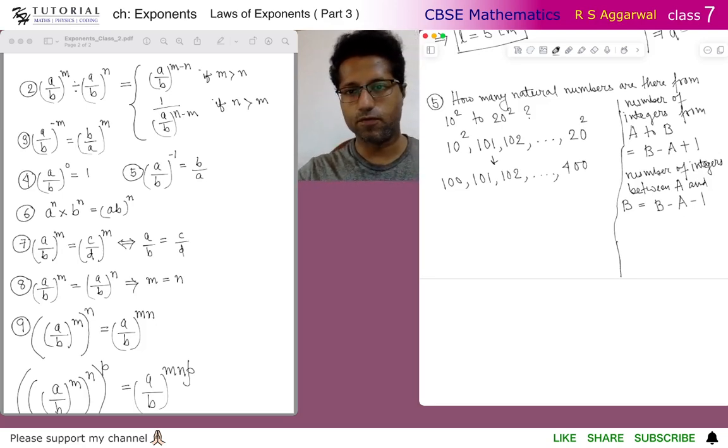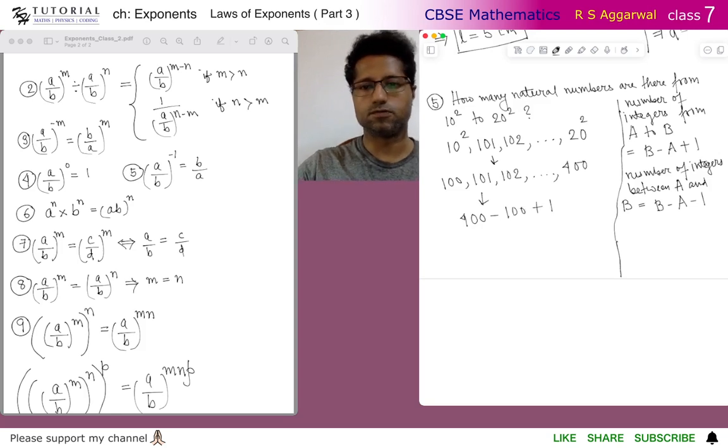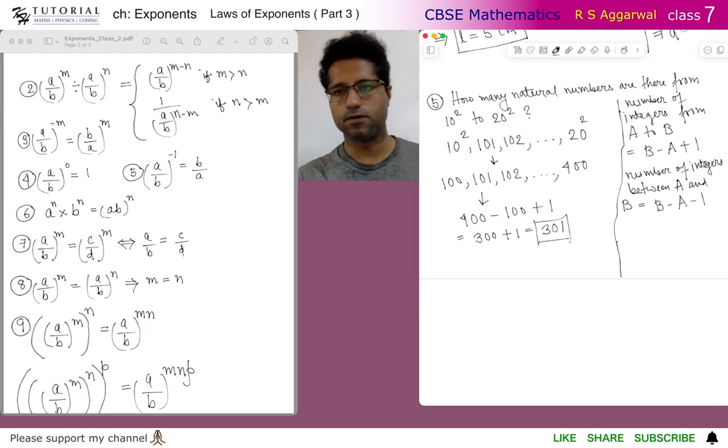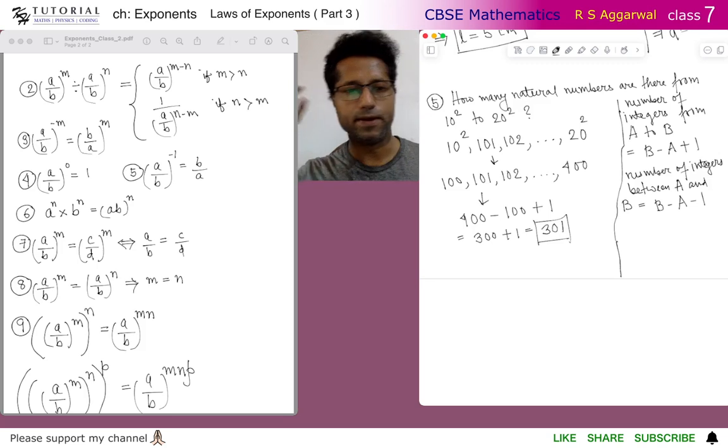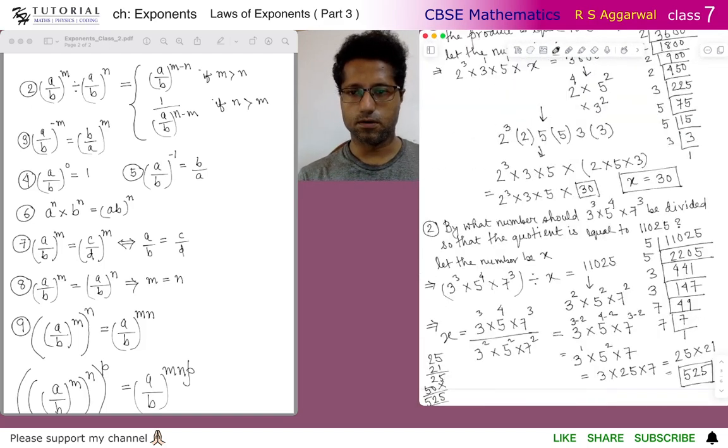So in this case, we have to find the number of integers from 100 to 400. So the answer is 400 minus 100 plus 1. This is 300 plus 1, this is 301. This is the answer. So these 301 natural numbers are there from 10 square to 20 square. So that brings to the end of the set of questions I wanted to solve in this video.